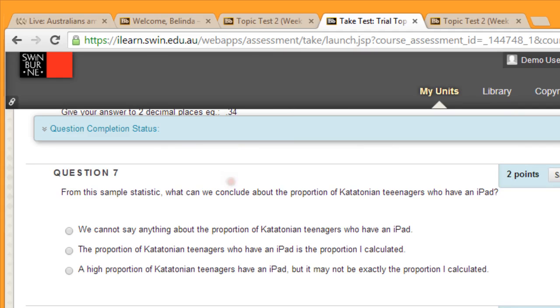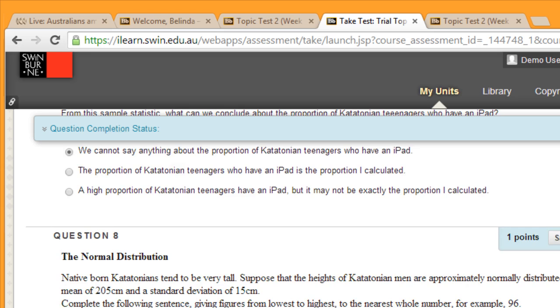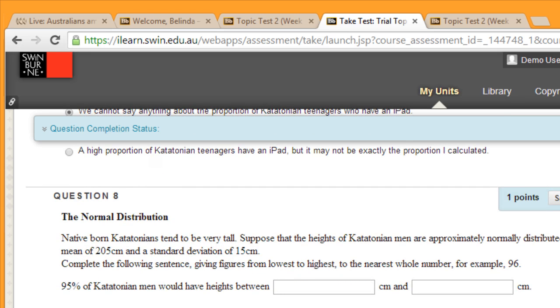Okay, so from this sample statistic, what can we conclude about the proportion of Catatonian teenagers who have an iPad? We cannot say anything about the proportion of Catatonian teenagers who have an iPad. The proportion of Catatonian teenagers who have an iPad is the proportion I calculated. A high proportion of Catatonian teenagers have an iPad. So we cannot say anything about Catatonian teenagers generally because the sample we drew was not representative of Catatonian teenagers generally. We can only say something about Catatonian teenagers who attend Cats Ladies College.